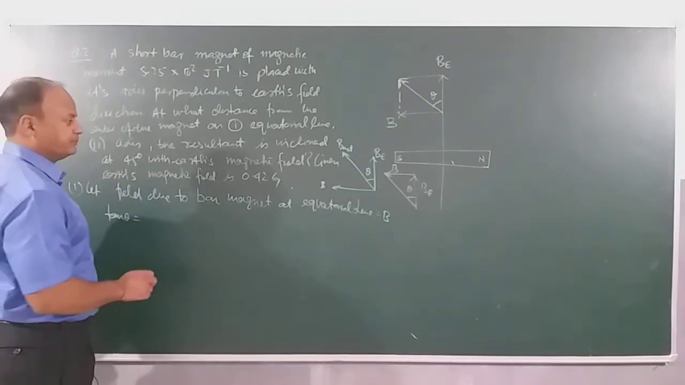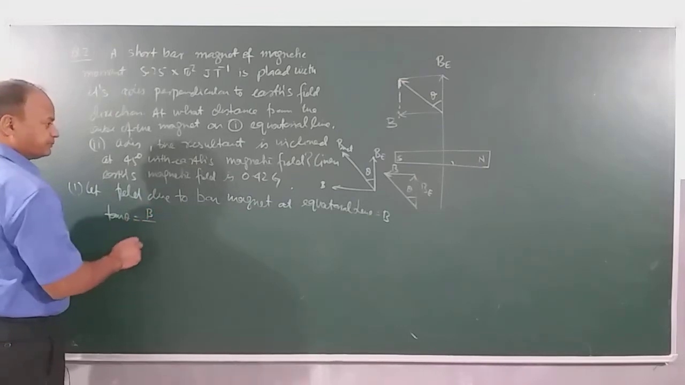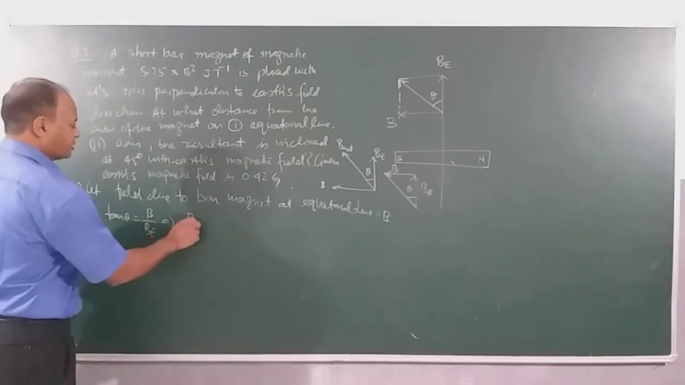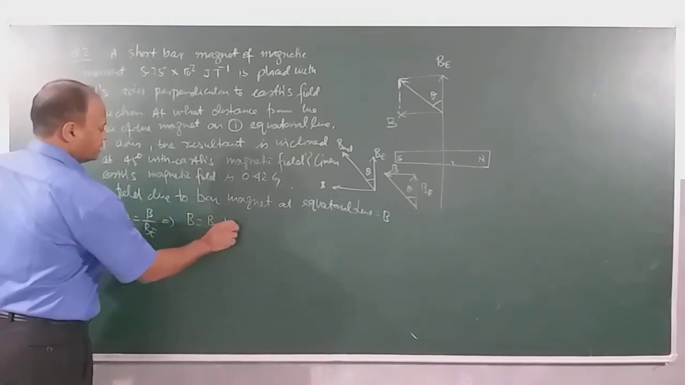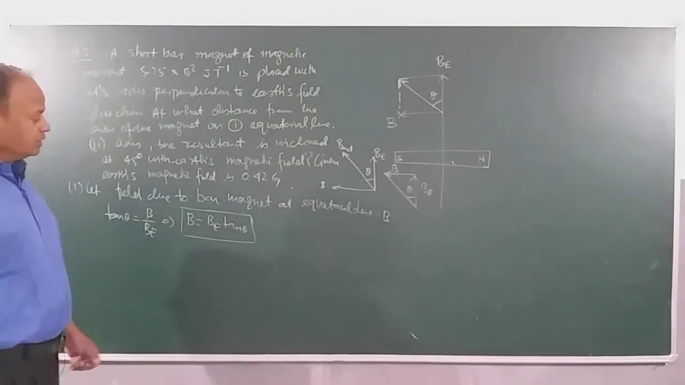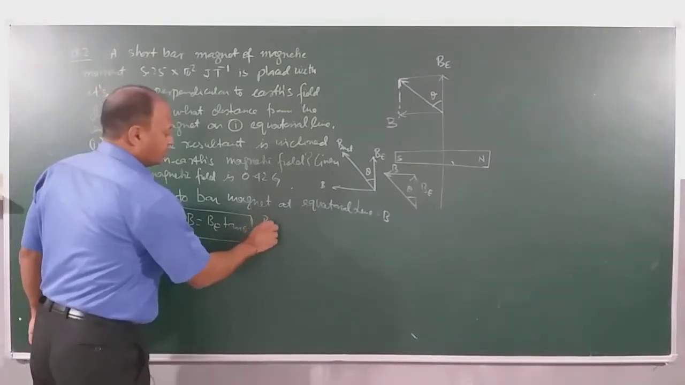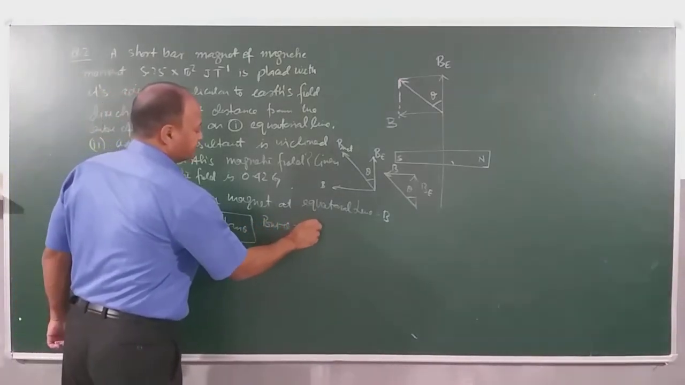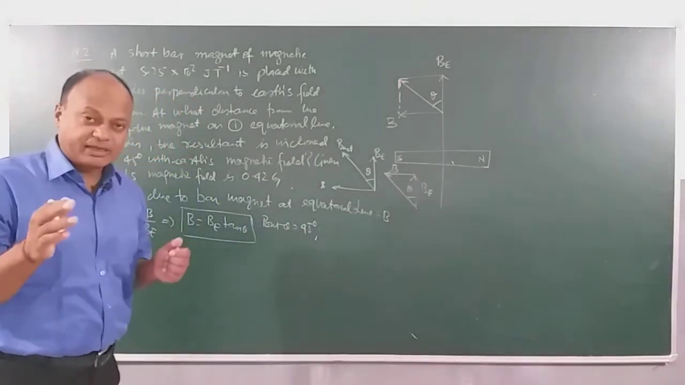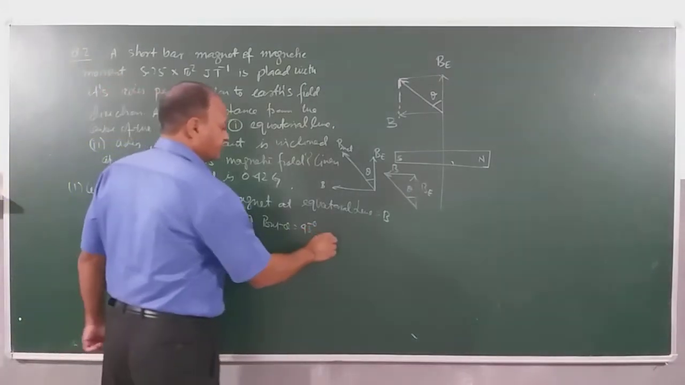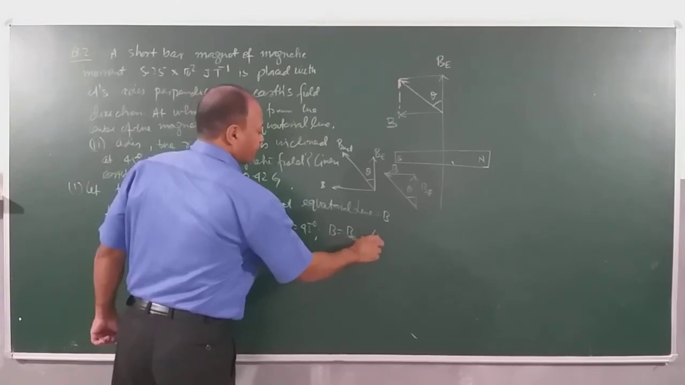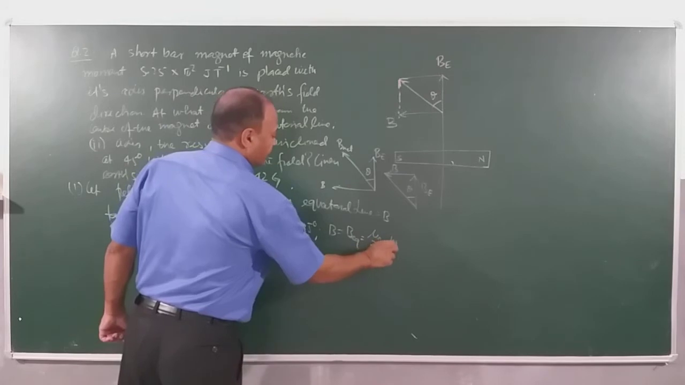Tan theta is equal to B by B_H, and this implies that B is equal to B_H tan theta. So we got one equation out here that can be easily used by us. Now we know theta is given as 45 degree, and B is the magnetic field due to the bar magnet. Magnetic field due to a short bar magnet at any point on the perpendicular bisector, we have done, B is equal to B equatorial, and that is mu naught by 4 pi m by r cube.